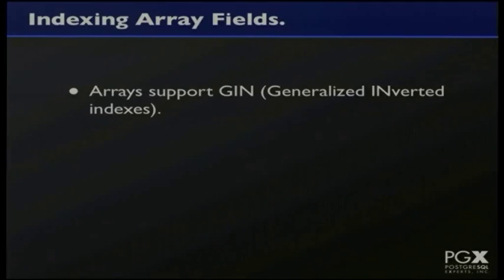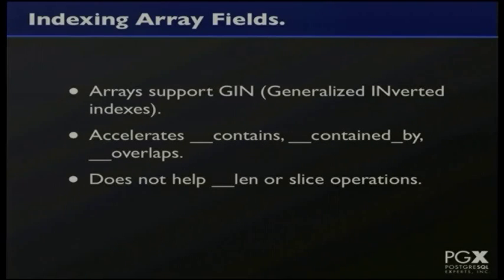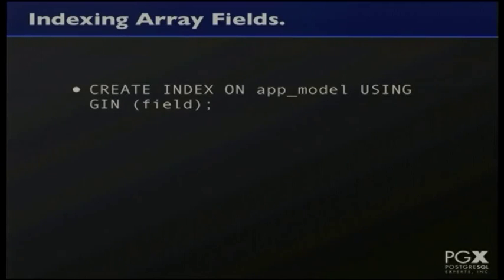So, indexing array fields. Arrays support GIN indexes. It accelerates these operations: contains, contained by, and overlaps. It doesn't help with length or slice operations, though. Those are not indexed by a GIN index. We'll talk about what you want to do if you want that. What the SQL looks like is, if you're used to the standard syntax, you just say CREATE INDEX on the model, paren, field, close paren. You add this little bit extra here, USING GIN (field), and it'll go away for a while, maybe a long while if it's a big field, and come back and now you have an index.